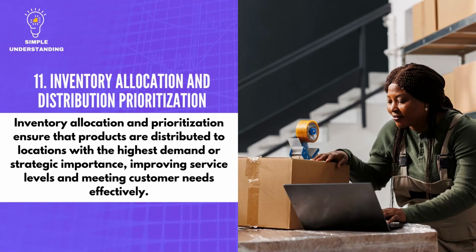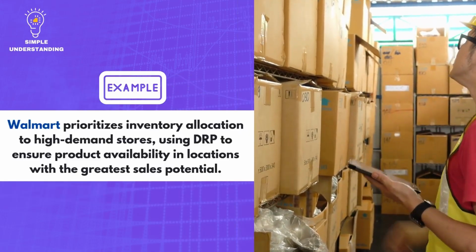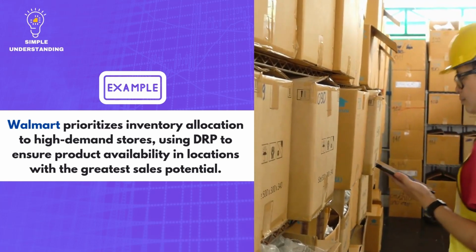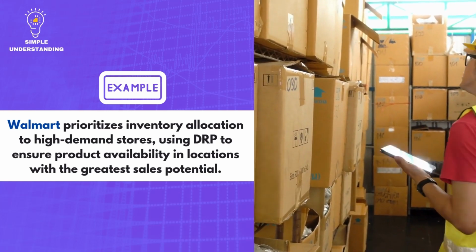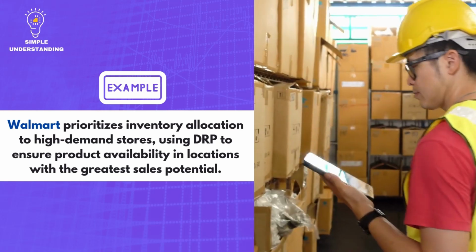11. Inventory allocation and distribution prioritization. Explanation. Inventory allocation and prioritization ensure that products are distributed to locations with the highest demand or strategic importance, improving service levels and meeting customer needs effectively. Real company example. Walmart prioritizes inventory allocation to high-demand stores, using DRP to ensure product availability in locations with the greatest sales potential.